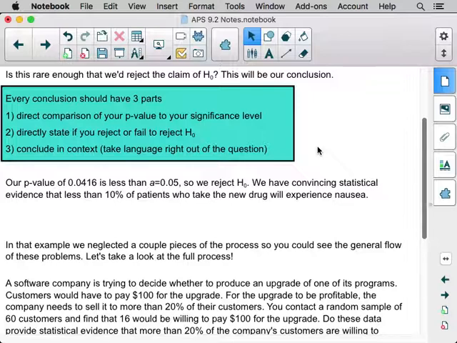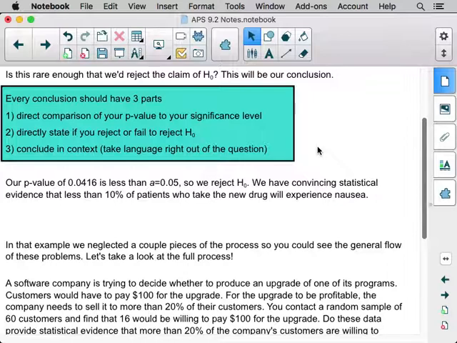So when you're writing your conclusions, this is what I'm looking for. Okay, 3 pieces. Make a direct comparison with that number that you find. And again, I'll show you in the calculator. There's a very easy way to get that number. Say whether you reject or you could fail to reject. We'll talk about that in the next example. And then you say what that means you have evidence for.